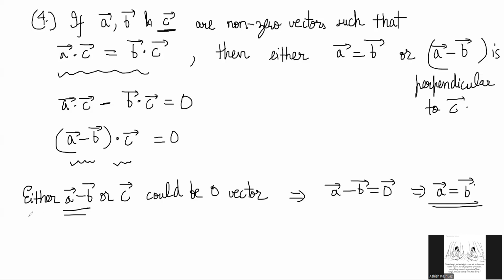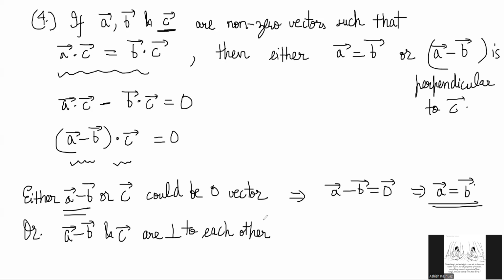So that is one case. Or the other case is A minus B and C vector are perpendicular to each other. And if they are perpendicular to each other, the angle between them is 90 degree. And therefore the cos 90 part will become 0, and that will make this true. So you have two options here. If A dot C is equal to B dot C, either A is equal to B or A minus B is perpendicular to C, right?